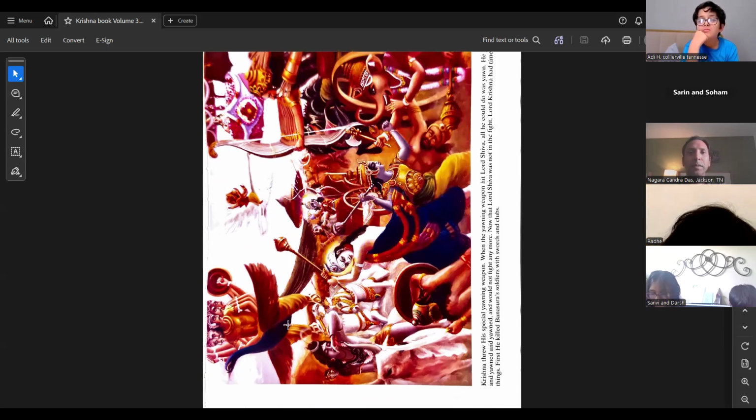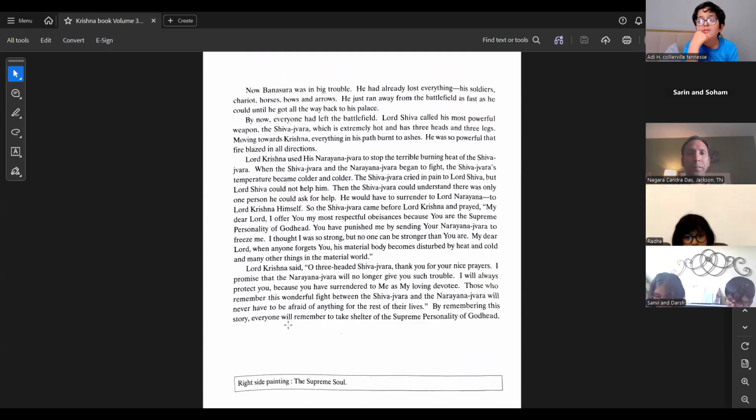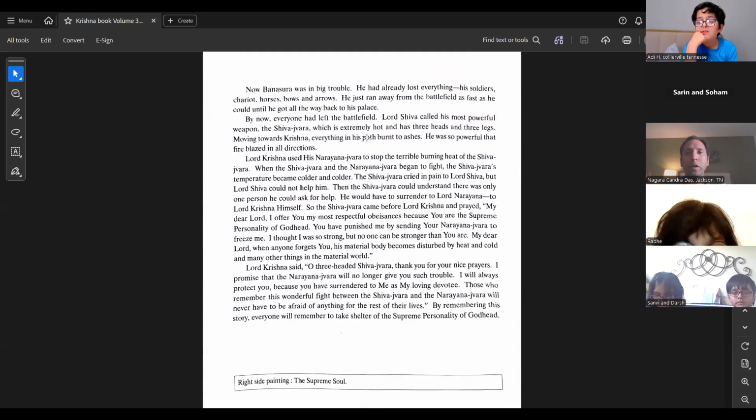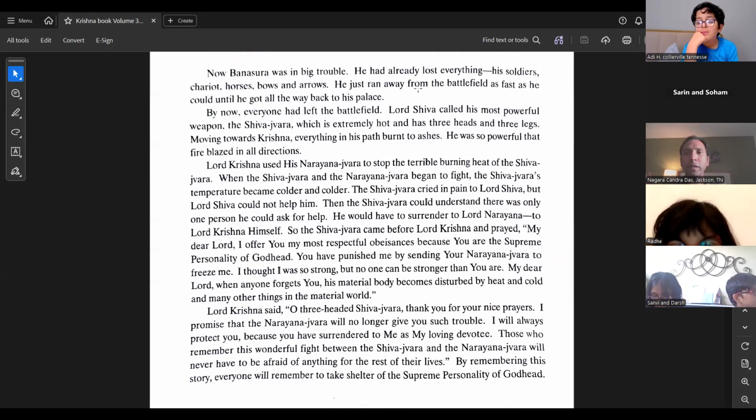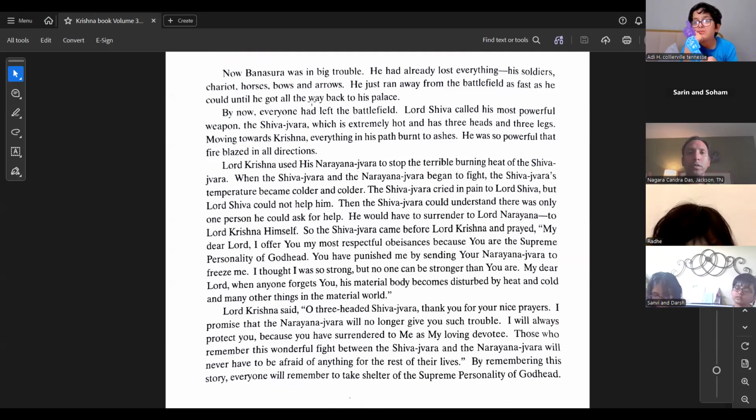Okay, now Banasura was in big trouble. He had already lost everything, his soldiers, chariots, horses, bows, arrows. He just ran away from the battlefield as fast as he could until he got his way back to his palace. By now, everyone had left the battlefield.